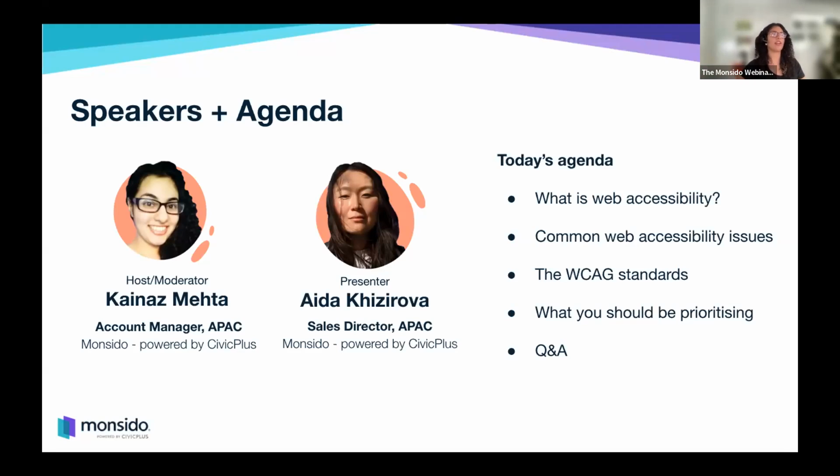So I'll just really quickly go into today's agenda. We're going to start with what web accessibility is, some common web accessibility issues that we see, the web content accessibility guidelines standards, and what we should be prioritizing for next year as well. And then of course, a Q&A session at the end. So please do feel free to ask any questions at any point and we'll get to them at the end.